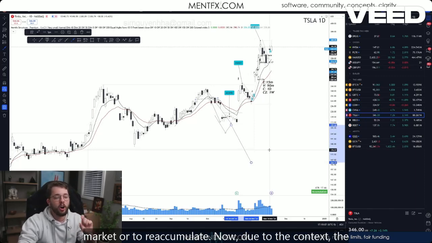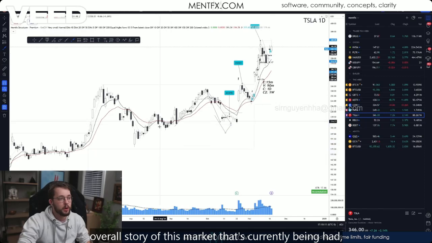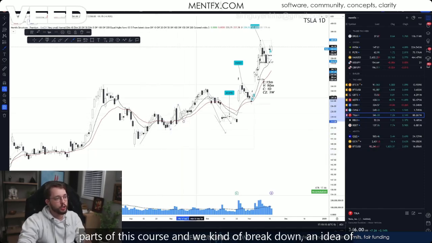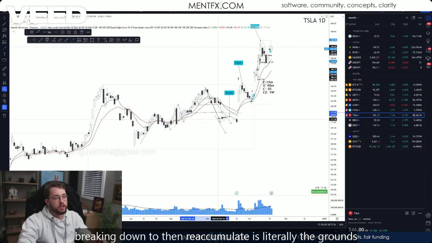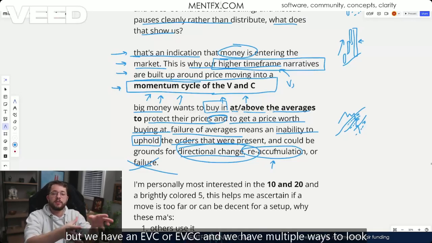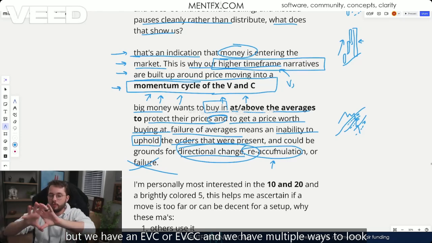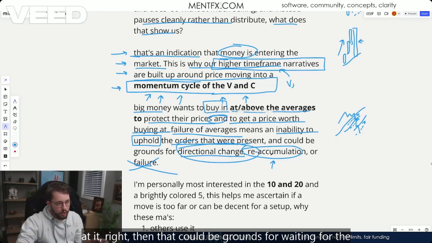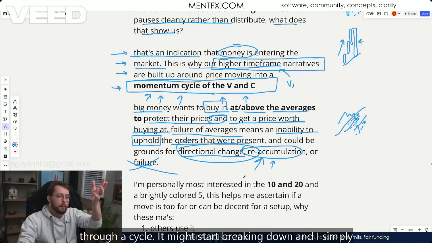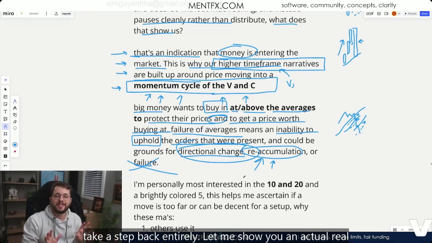Now, due to the context, the overall story of this market that's currently being had, where we move higher, and you think back to the very initial parts of this course, breaking down to then reaccumulate is literally the grounds for a reaccumulation. So when we lose averages, for instance, but we have an EVC or EVCC, and we have multiple ways to look at it, right? Then that could be grounds for waiting for the reaccumulation. And this is why sometimes I'll trade something through a cycle. It might start breaking down, and I simply take a step back entirely.